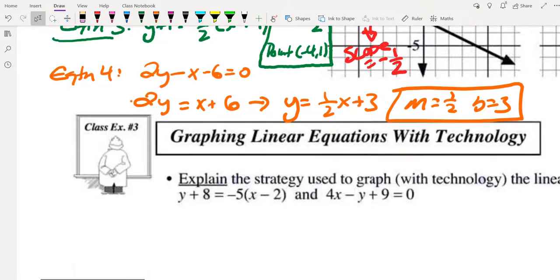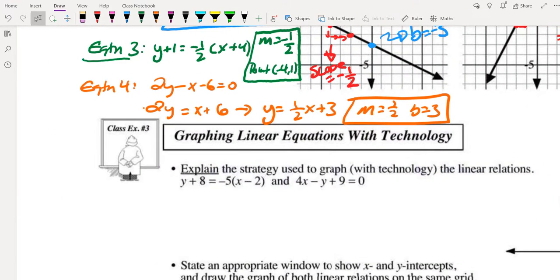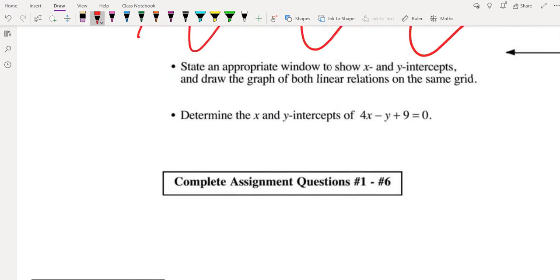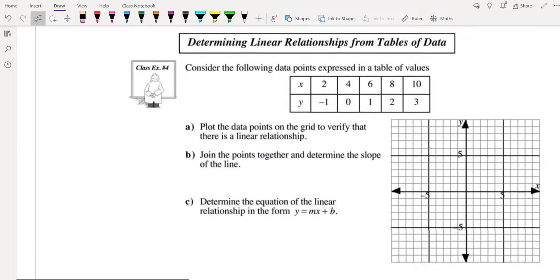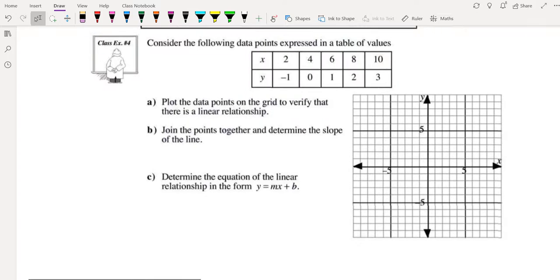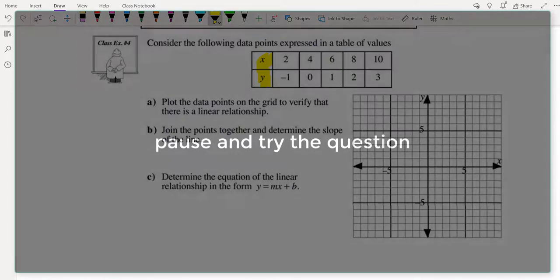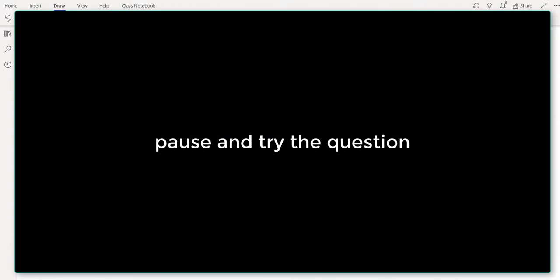Okay, we're going to skip question 3 and go to the last question of the day, which is question 4. In this question, you're asked to graph the data that's provided here, then come up with the equation of the line. So pause the video and try this question.